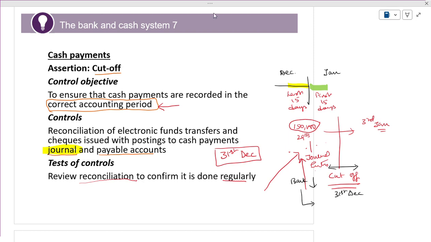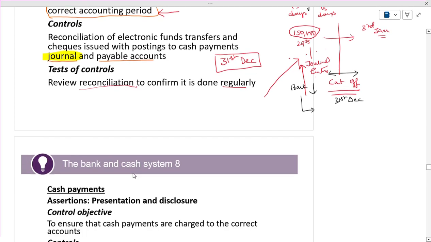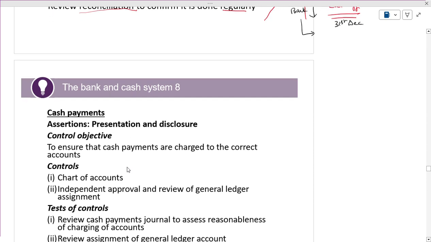Cutoff is very important. I can say cutoff is the standard, in that if you take the cutoff, it is going to be used in most of the modules, most of the controls. Okay. Fine. Next, the last one. Presentation will be the last one.